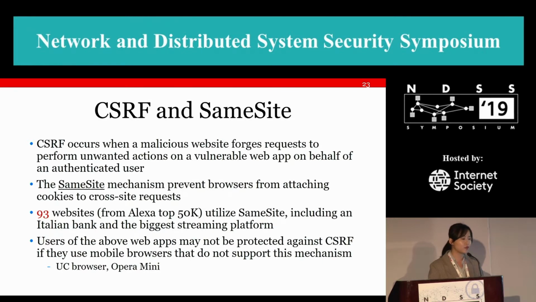The second case study is for the CSRF attack. The CSRF attack happens when a malicious website forges the request to perform unwanted actions on the vulnerable web app on behalf of an authenticated user. The SameSite attribute was introduced to mitigate the CSRF attack. We find 93 websites out of the Alexa top websites are utilizing the SameSite attribute, including an Italian bank and the biggest streaming platform. Therefore, users of these web apps cannot get expected CSRF mitigation if they are using browsers that do not support it.